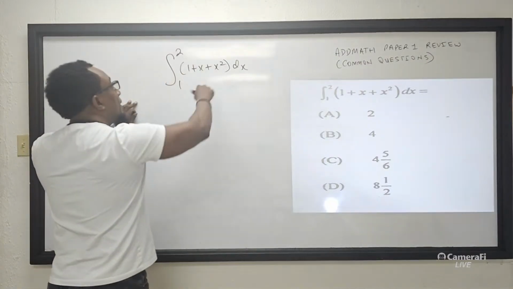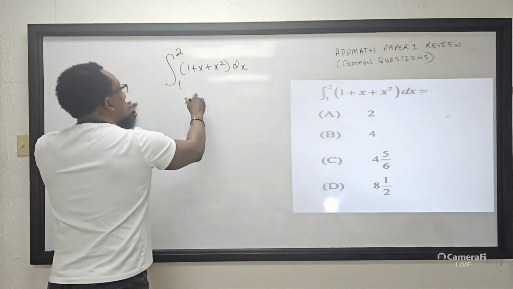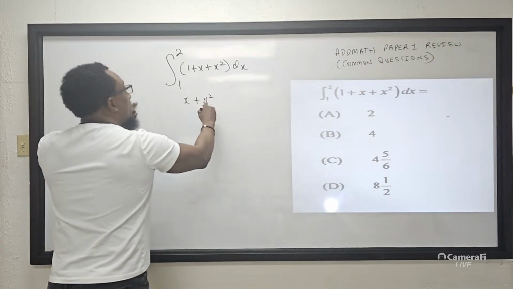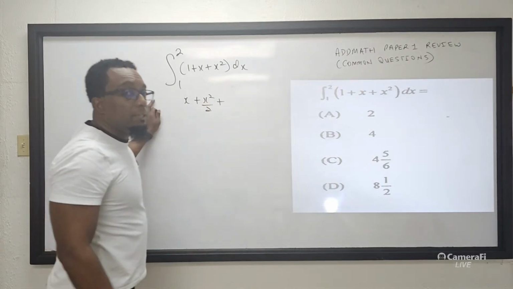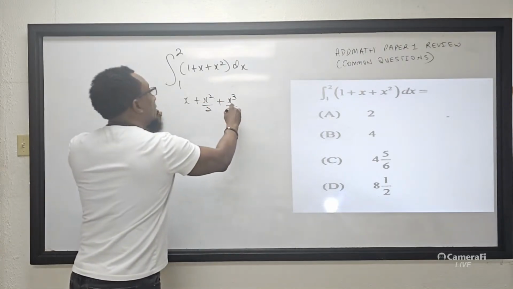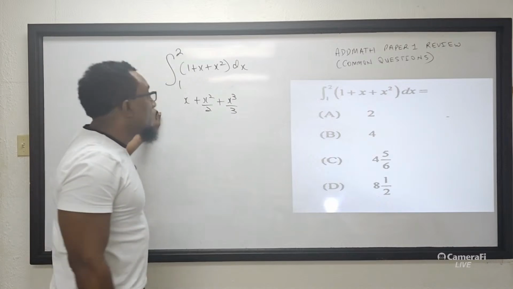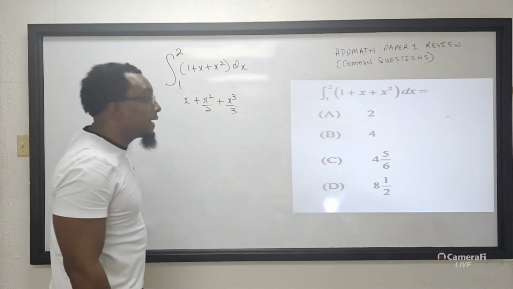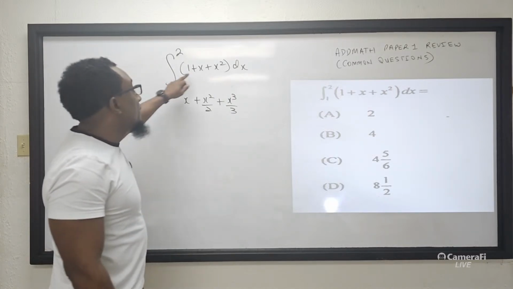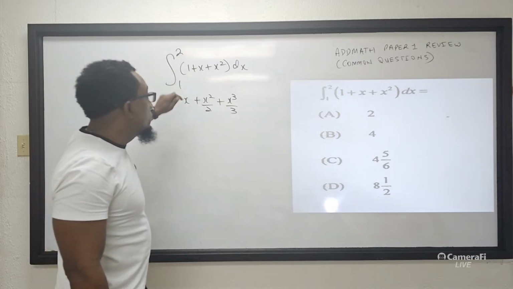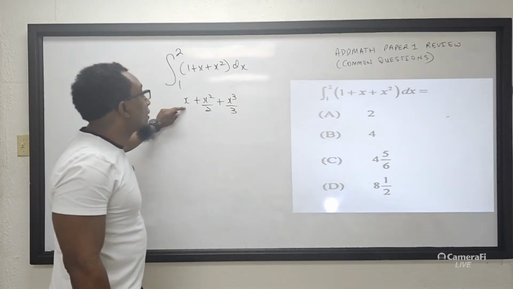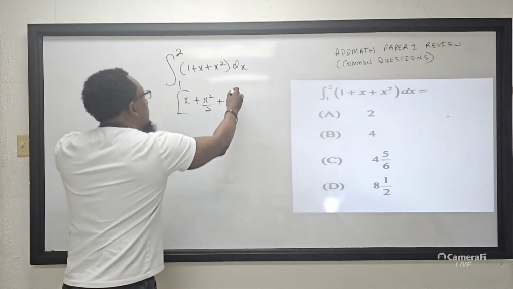So let's integrate. Drop integral symbol dx. So the integral of 1 is x. The integral of x is x squared over 2. The integral of x squared is x cubed all over 3. I add 1 to the power, divide by the new power, remember that? And the integral of the constant, 1 in this case, is going to be x. Good? Of course, I maintain my limits.